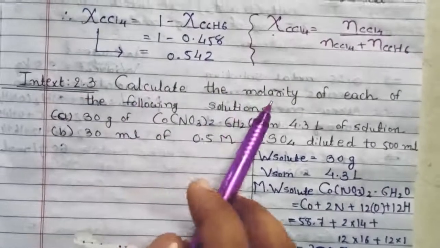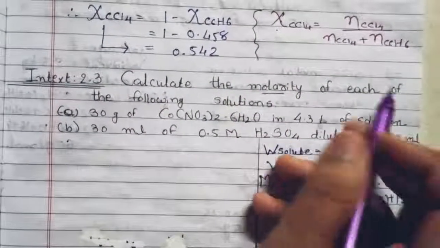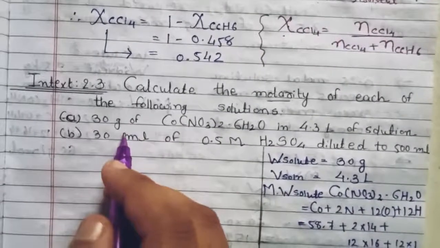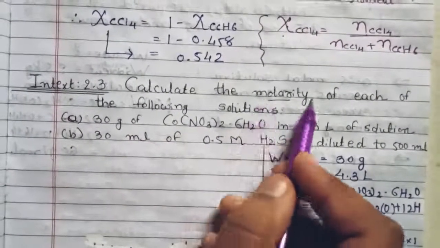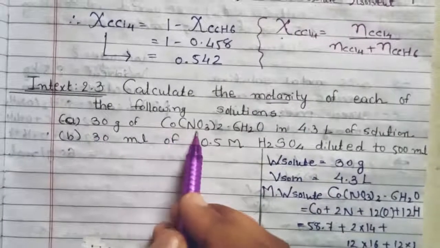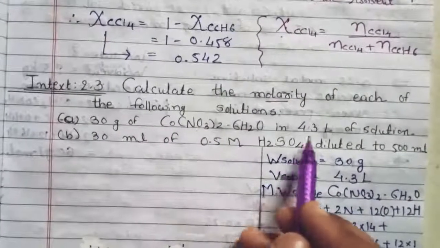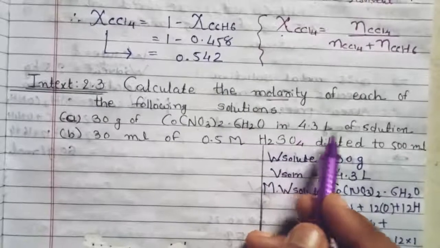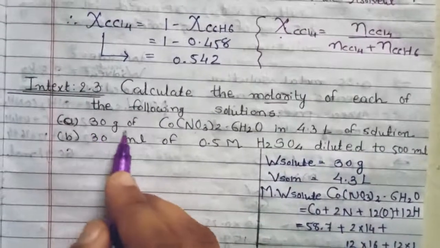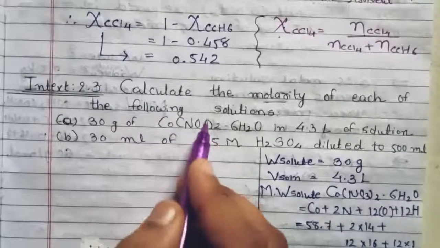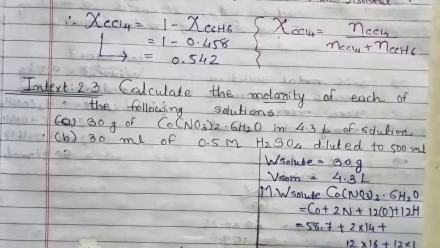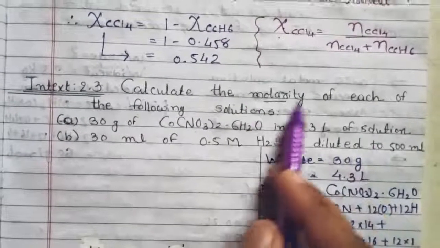Calculate the molarity of each of the following solutions. हमारे पास यहाँ पे जो दो सॉल्यूशन दिए गए हैं उसके लिए हमें मोलारिटी फाइंड आउट करनी है। 30 ग्राम ऑफ कोबाल्ट नाइट्रेट इंटू 6H2O इन 4.3 लीटर ऑफ द सॉल्यूशन. राइट, हमें पहला दिया गया है कि 30 ग्राम अगर कोबाल्ट नाइट्रेट को हम 4.3 लीटर सॉल्यूशन फॉर्म करें तो उसकी मोलारिटी क्या होगी.